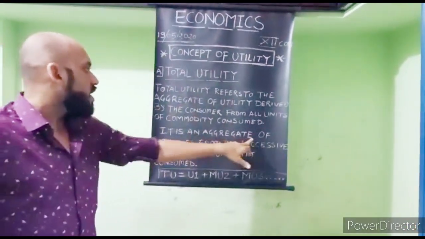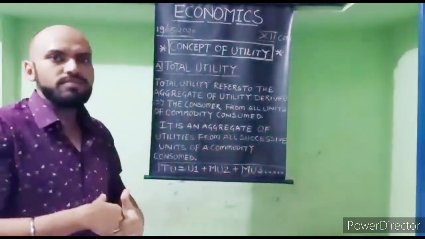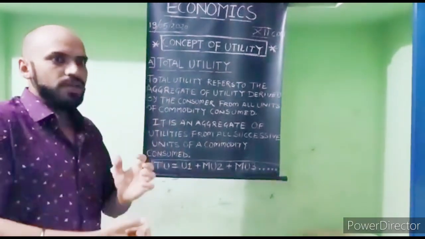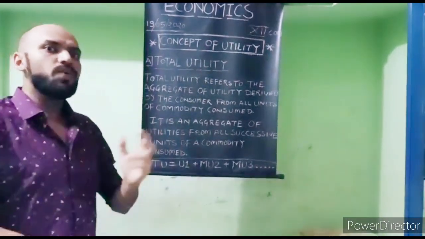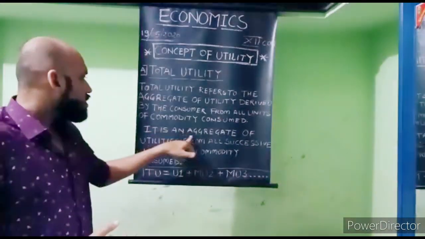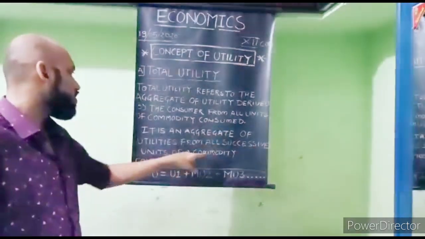It is an aggregate of utilities from all successive units. Successive means one by one. One by one, if he eats at the same point of time. It's not like he eats one, then after 10 minutes eats a second, because then total utility will not become. So it is an aggregate of utilities from all successive units of a commodity.